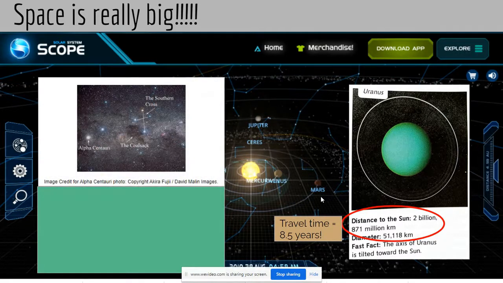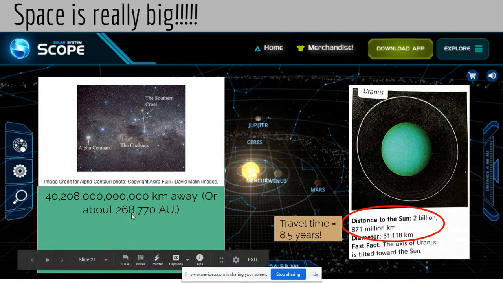The other thing is stars. If I wanted to travel to our nearest star, it's called Alpha Centauri. Alpha Centauri, get this, is, I'm not even sure how to say that number. It's bigger than a trillion. It's bigger than a billion. It's bigger than a million. It is so far, it is 268,770 astronomical units away from Earth. Think about that. You guys did astronomical units. Pluto was 40.7. This is 268,000. I don't even have enough straws to make that model.